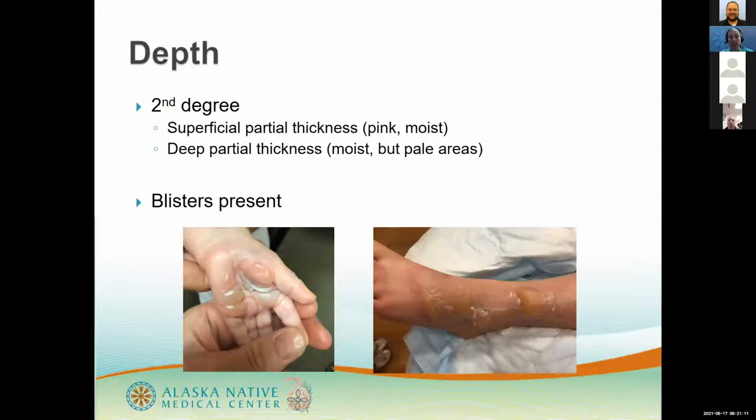2nd degree burns are going to be characterized by blisters. So these are partial thickness burns. You can further define it through superficial and deep. When you debride the blister, you're going to look at the wound bed. And if it's pink and moist, then you're going to have a superficial partial thickness burn. And if there's a blister there, but it's moist and pale, then that's going to be a deep partial thickness burn. But really, blisters are kind of the characteristic of this.